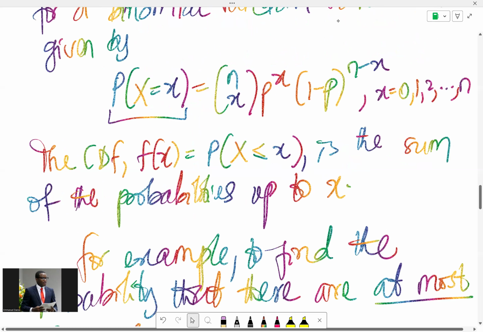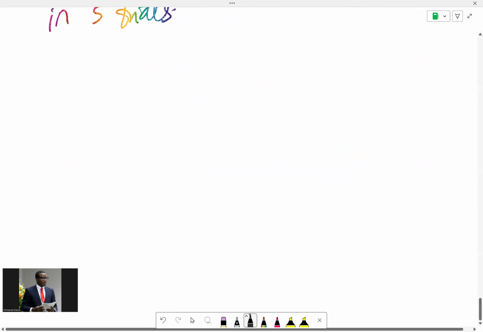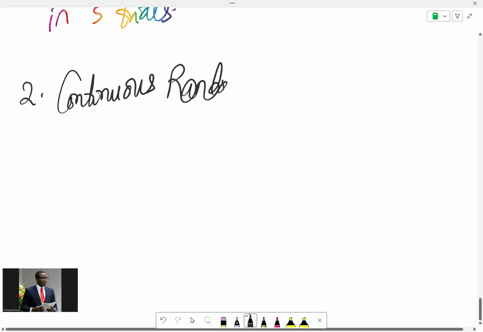So let's take the second example where we talk about a continuous random variable as an example. For continuous random variable, with specific focus on normal distribution.